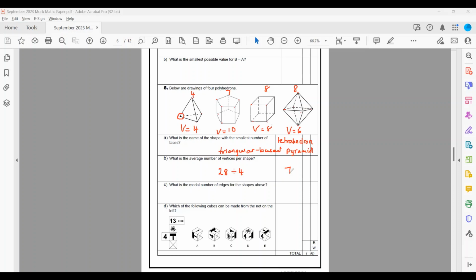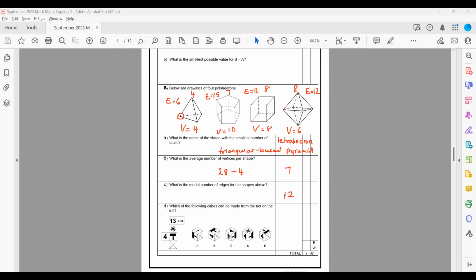What is the modal number of edges for all the shapes above? So looking at our tetrahedron, first of all, edges. We have three edges around the bottom and three edges at the top, so they have a total of six edges. For our pentagonal prism, we have five edges at the front, five edges at the back, and five edges joining, so we have 15 edges here. For our cube, we have four edges at the front, four edges at the back, and four joining edges, so that gives us a total of 12 edges. And for our octahedron, we have four edges around the middle. We have four edges at the top, and we have four edges at the bottom, so we have 12 edges. So therefore, the mode, the most frequent number, is 12. So that's our modal number of edges here would be 12.